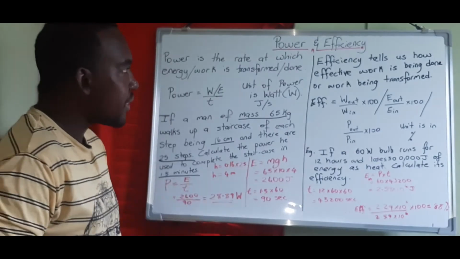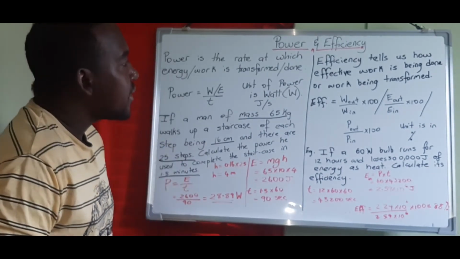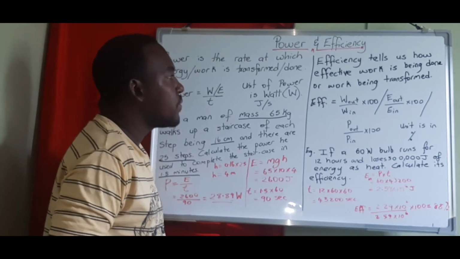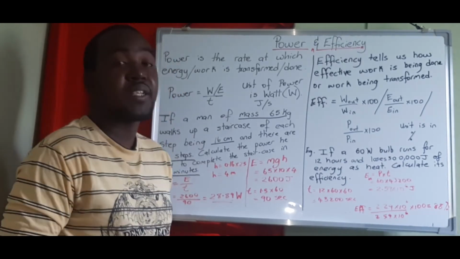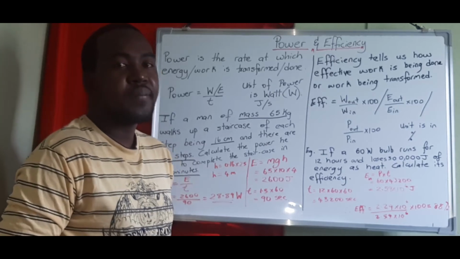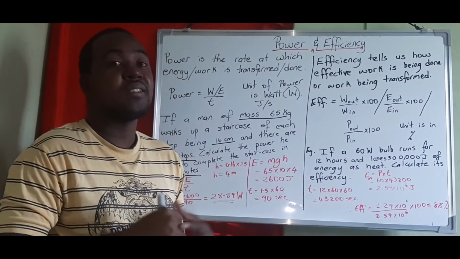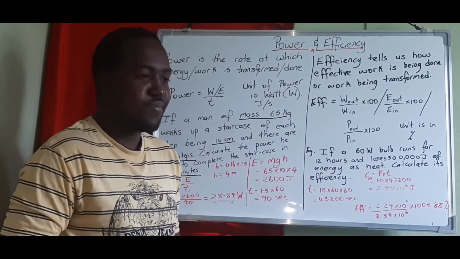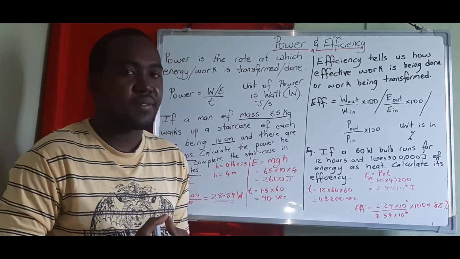So the next part of the lesson is about efficiency. Now, efficiency tells us how effectively work is being done or energy is being transformed to another form, right? So we normally hear efficiency when it talks about machines. So machines are 50% efficient, 88% efficient, 90% efficient, right?